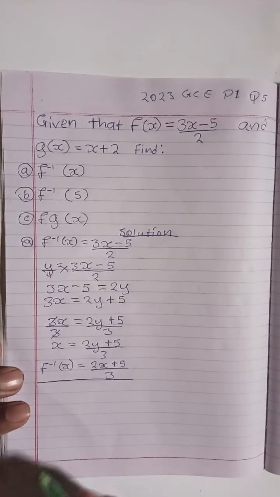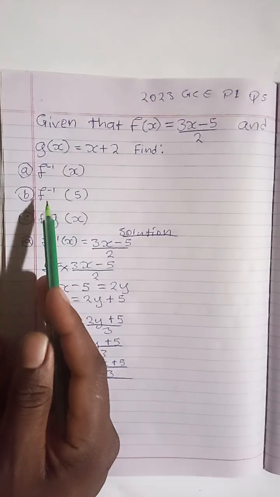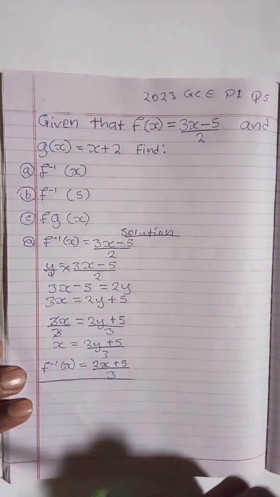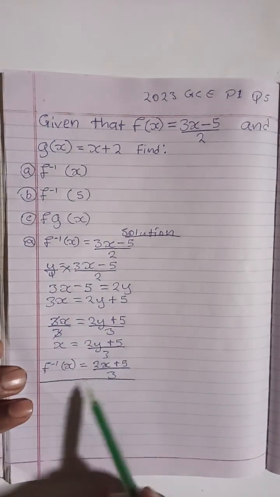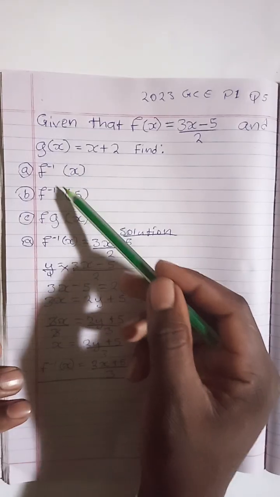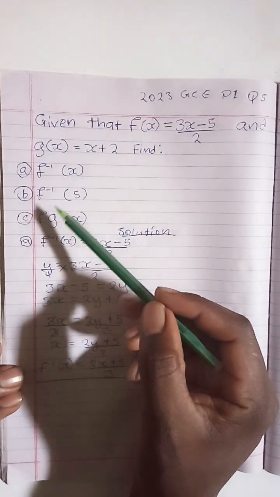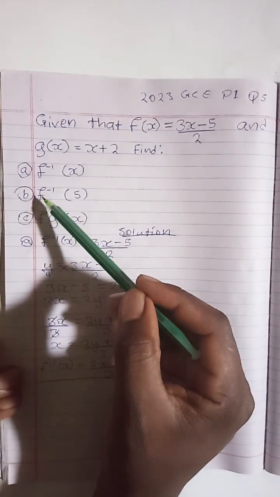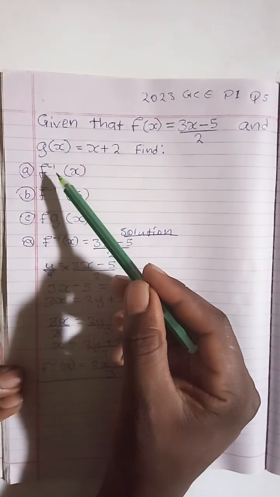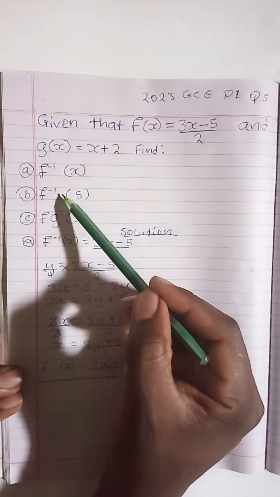So the next thing that we are going to do, we are supposed to solve question B. For us to solve question B, we are going to use the same function. Look at this, these two questions are related. What I'm trying to say is that you can't find B without finding A, because we are going to use the answer that we find from A to solve B.